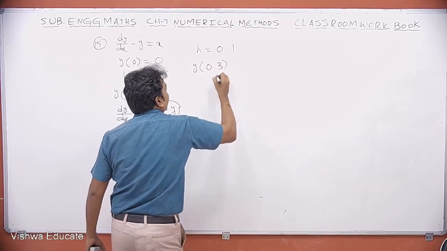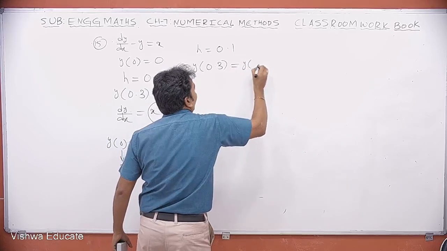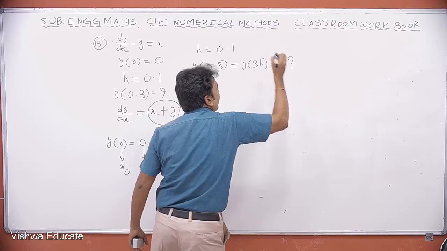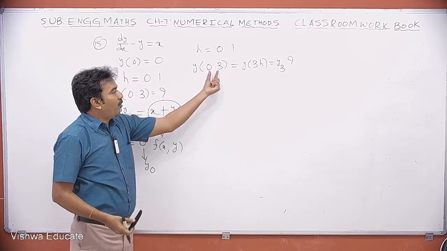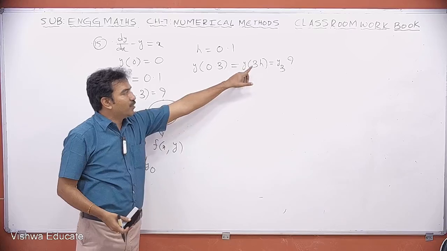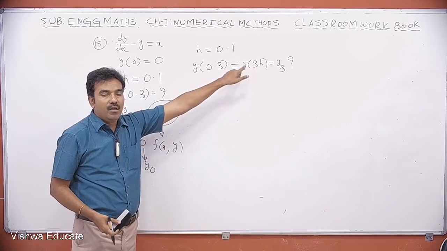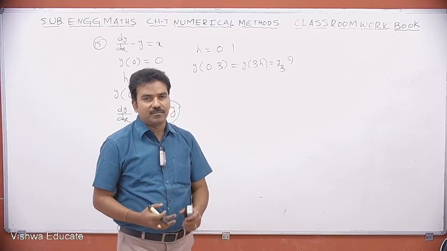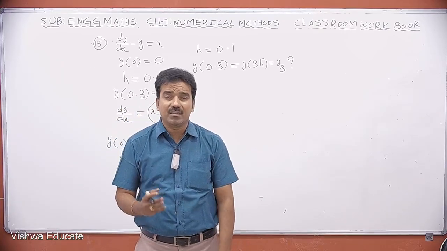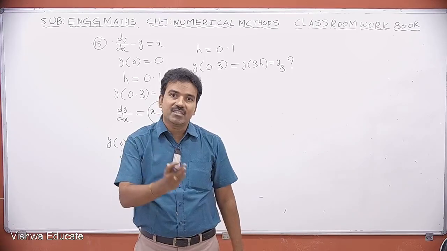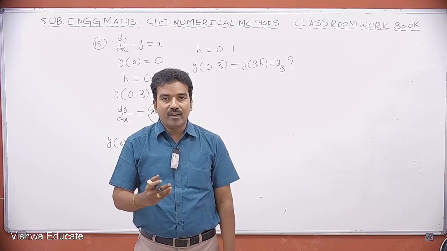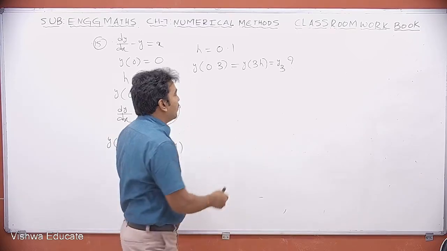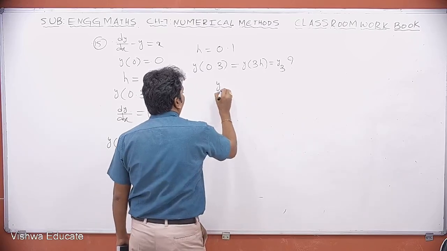Now this 0.3 is nothing but y of 3h. So y of 3h means you need to find y3 value, because this 0.3 can be expressed as a positive integral multiple of h like this. Y of 3h means you need to find y3, that means value of y in third iteration. To get value of y in third iteration, you require value in the previous iteration, that is y2. To get y2, you need the value of y in the first iteration, that is y1. Therefore, at first we will calculate y1 value.